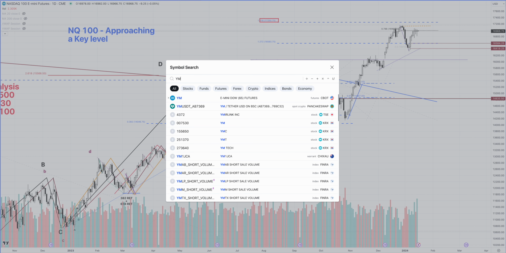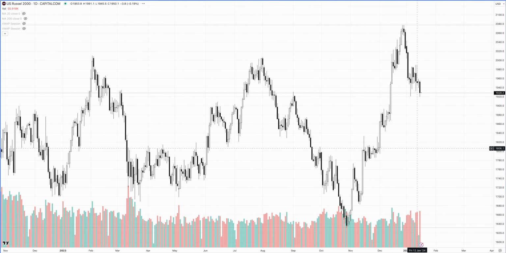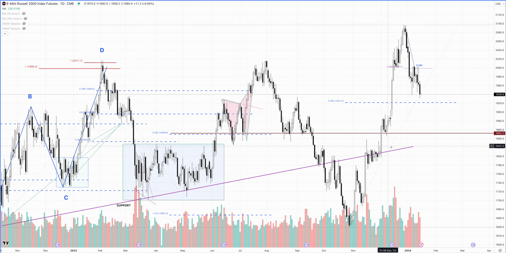Now let's take a look at the Russell 2000, the small caps. This is the daily chart of the Russell 2000 small caps. Okay, it's not drawing my... Okay, so what we can see is that this market is much weaker. We already know that because we actually follow this market in terms of the percentage moves.